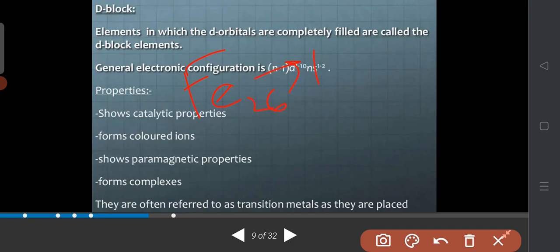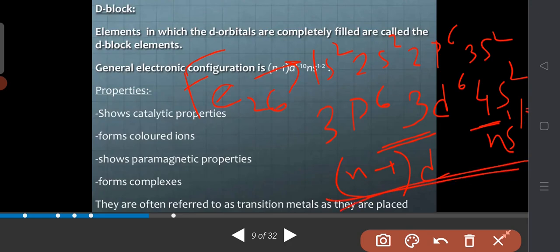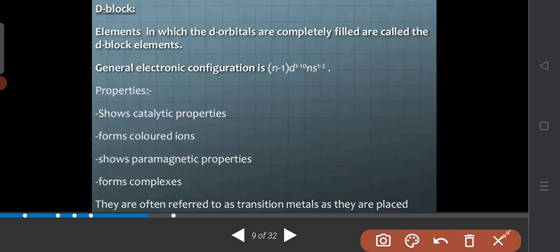So the electronic configuration is 1s2, 2s2, 2p6, 3s2, 3p6, 3d6, 4s2. Okay. So that means (n-1)d, with d1 to 10 if it is there, and ns1 or 2 if it is there, it is called a d block element. So iron is obviously a d block element. The d block elements have this kind of properties, and they are also called transition metals.